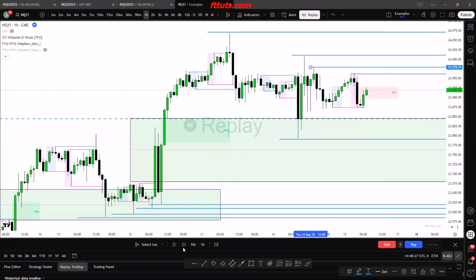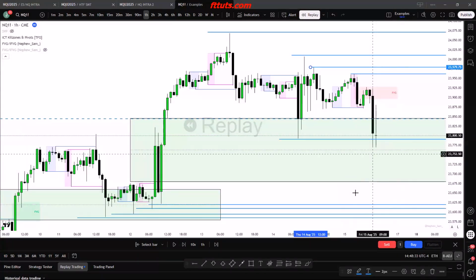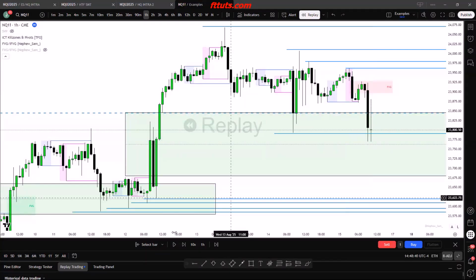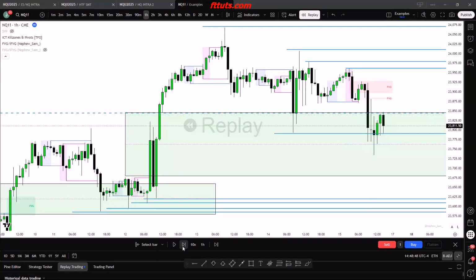Okay, so let's forward the chart. Okay, now we have a break of a level here, into the fair value gap. Okay, and it's 10 o'clock in the morning. So now what we want to see is displacement, which we didn't get, and that's why we got a rally or a bounce. And Friday, I think, was a pretty dead day, if I'm not mistaken.